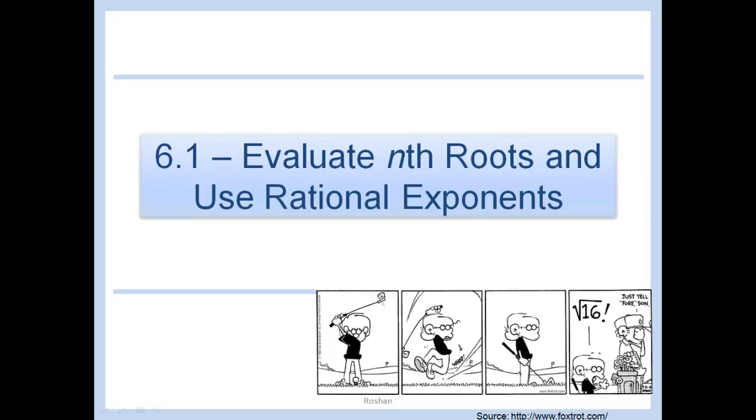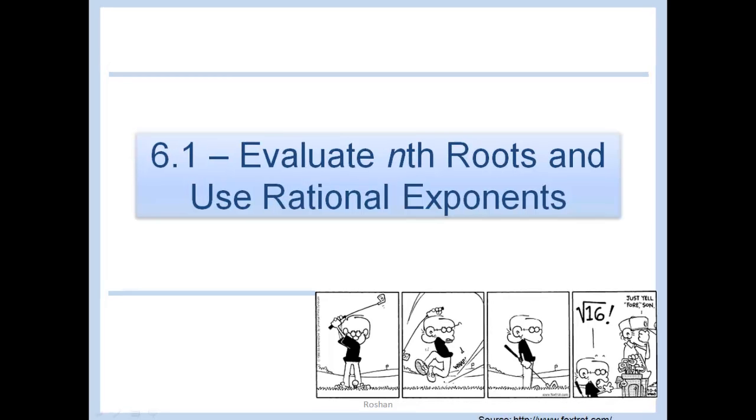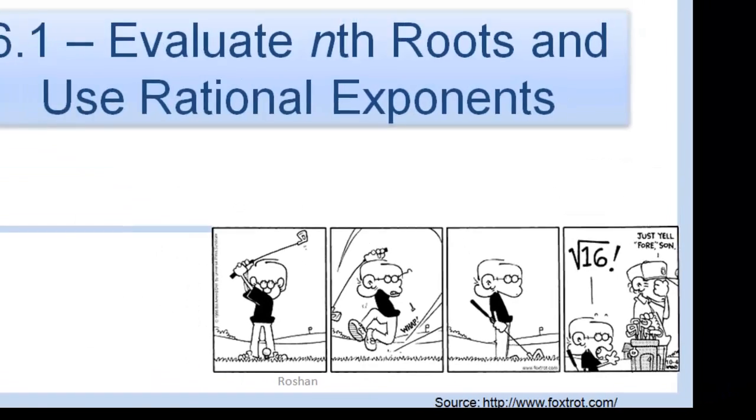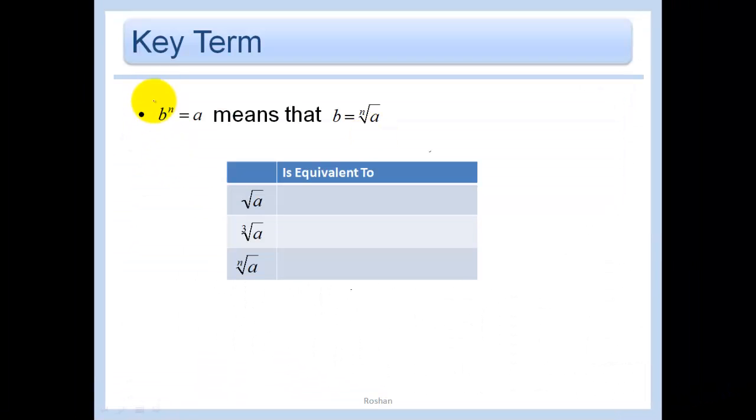6.1, evaluate nth roots and use rational exponents. So here's an excellent little Foxtrot comic for your amusement. Our whole lesson is really going to be summed up by this key thing right here: b to the nth power equals a is equivalent to b equals the nth root of a. Let me break that down for you for a moment.